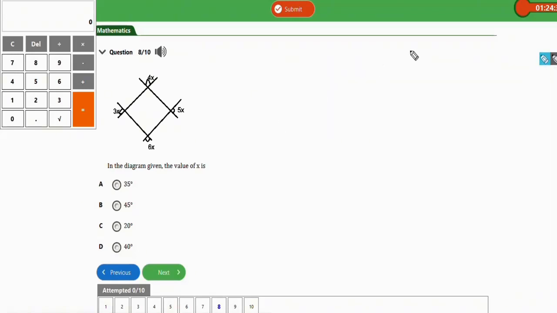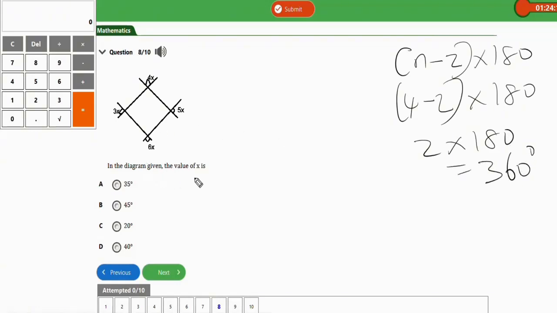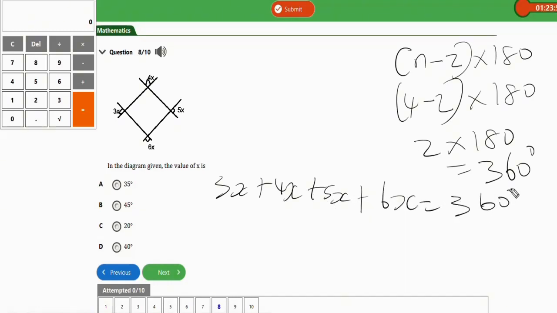Alright, so from the formula we have n minus 2 times 180. Since it has 4 sides, this will give us 4 minus 2, the 4 is the number of sides, times 180. So this will give us 2 times 180, which will give us what, 360 degrees. So now to find the value of x in the shape we have, which is a quadrilateral, the name of the polygon is going to give us 3x plus 4x plus 5x plus 6x equals 360 degrees.